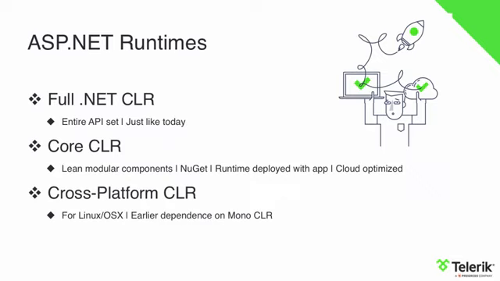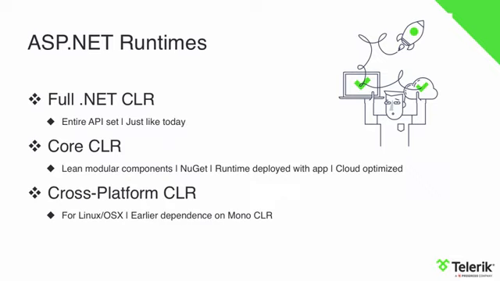Alternatively, you could go with the Core CLR. This, like I said, is a subset of the .NET Framework, and it's much more of the leaner, modular, component-based architecture. You get to pull down your components through NuGet, and the big change here is you get to deploy the parts of the .NET Framework that you need for your application alongside the app itself. So different versions of the .NET Framework could be supporting different applications side by side.